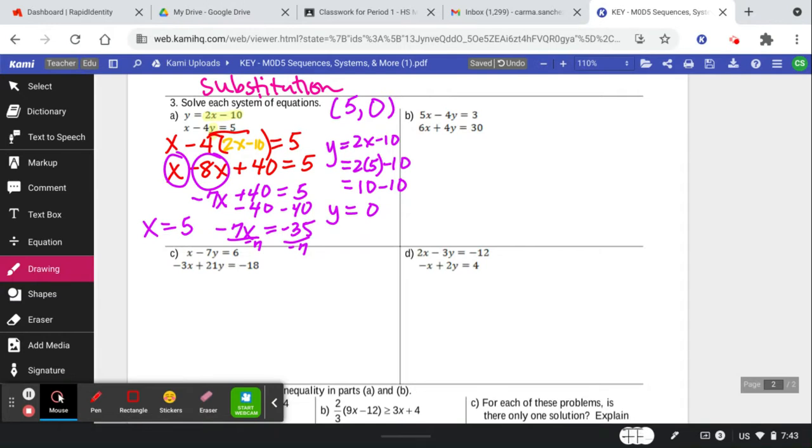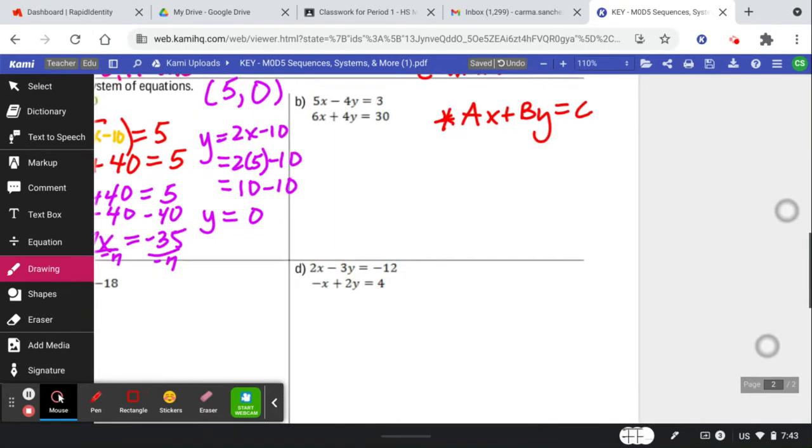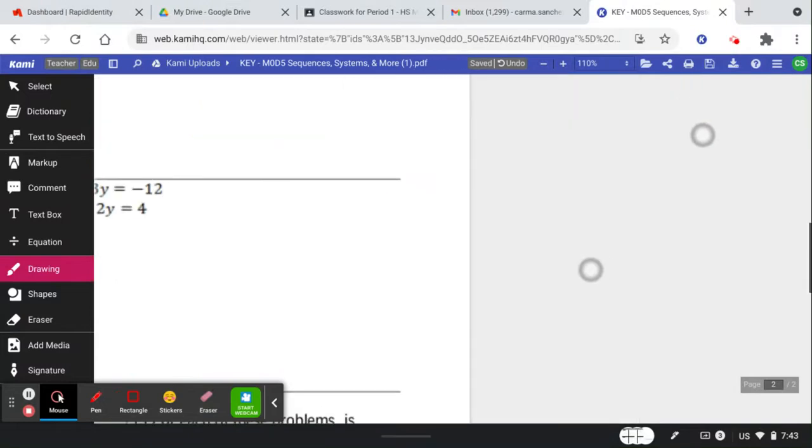Okay, good. So let's go ahead and take a peek at this next one. Notice that the next one is not set up the same way as part A. The next one is set up nicely for the elimination method. How do I know when it's set up nicely for the elimination method? Remember, it's in standard form. This is standard form where it's some number x plus some number y.